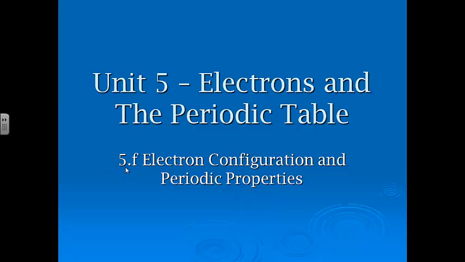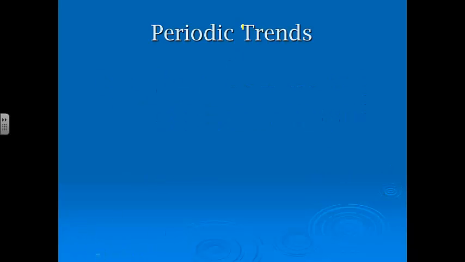Okay, in this video we need to talk about the last section in Unit 5, and that's going to be electron configuration and periodic properties, really patterns, is kind of what we're going to be talking about in this section. Now, the other term that we use for patterns is trends. And even if you think about the word trend, it's usually a pattern, right?